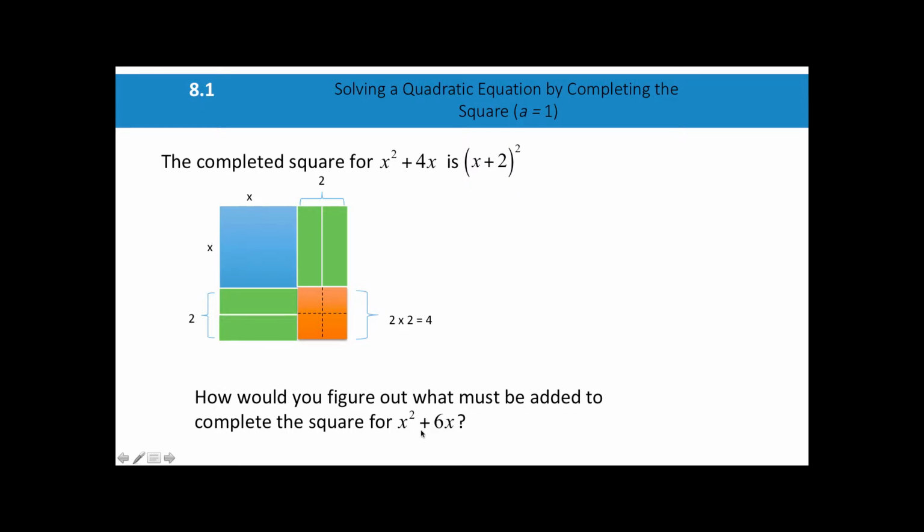Now, how would you figure out what must be added to complete the square for x squared plus 6x? In this one, it was 4x, so we had 2 and 2. What would you do for 6x? Go ahead and pause the video if you like and think about what that would look like.